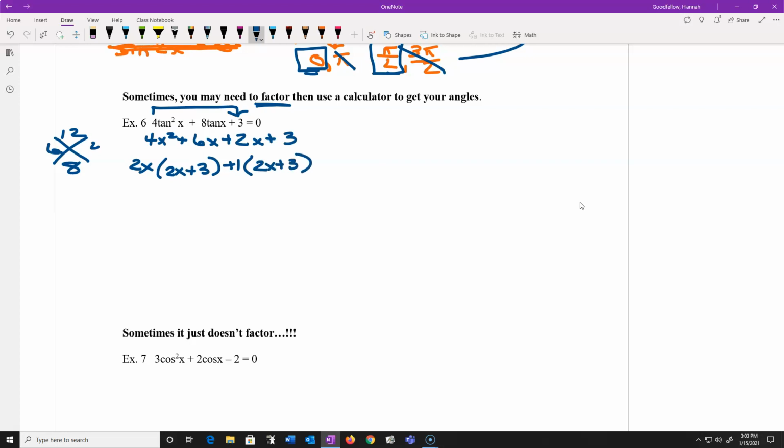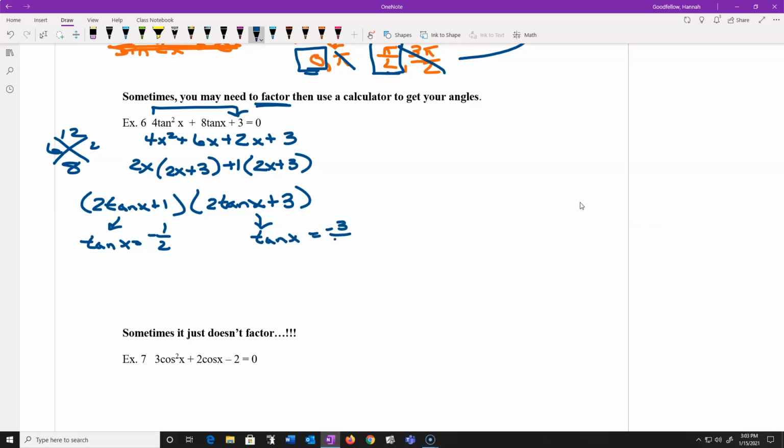So ultimately, my answer would be 2 tangent of x plus 1, that's one of the factors, and the other factor is 2 tangent of x plus 3. And you're probably going to note that both of those individual answers are not usually ones that we would see on the unit circle. So we're taking a look here. When is tangent of x going to equal negative 1/2? And when is tangent of x going to equal negative 3/2?